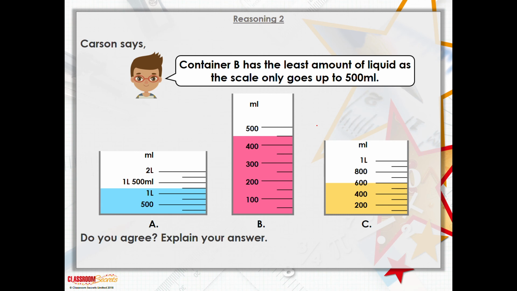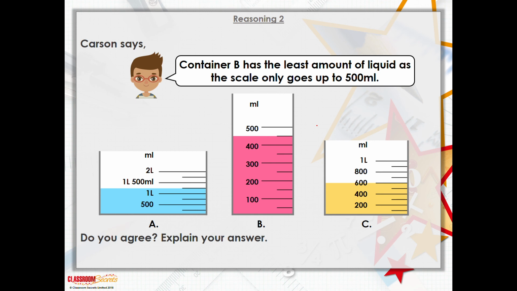And finally then, container B has the least amount of liquid as the scale only goes up to 500 millilitres. Do you agree? Explain your answer. Now be really careful here. Just like our weighing scales, when we started to look from grams to kilograms, you need to have a look at the container and the scale on each one. Because you might find that there's one that has litres and millilitres. And as we know, 1 litre is greater than millilitres on their own, because we know that there are 1,000 millilitres in a litre.